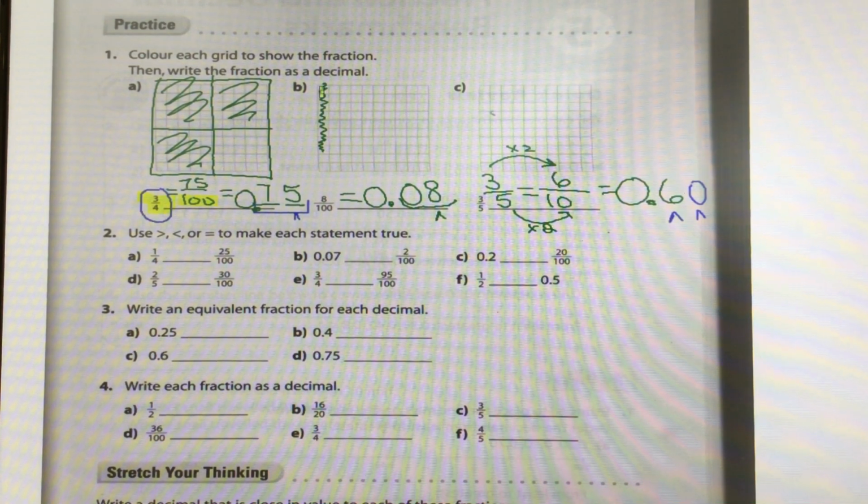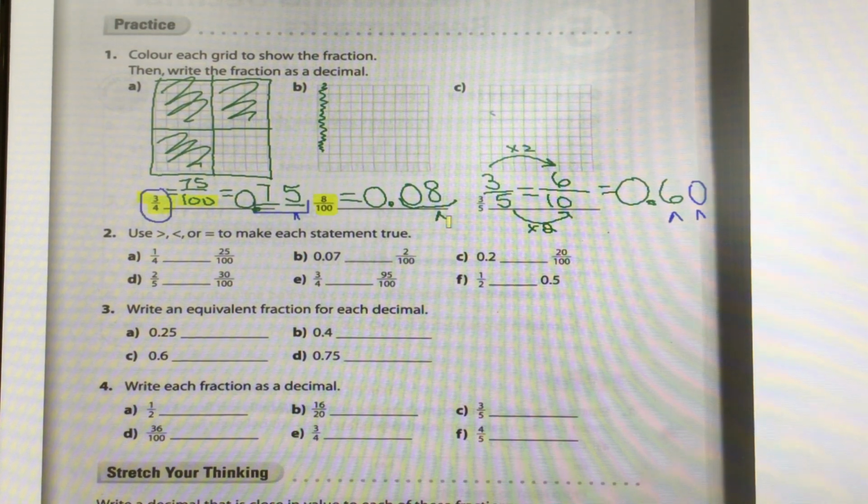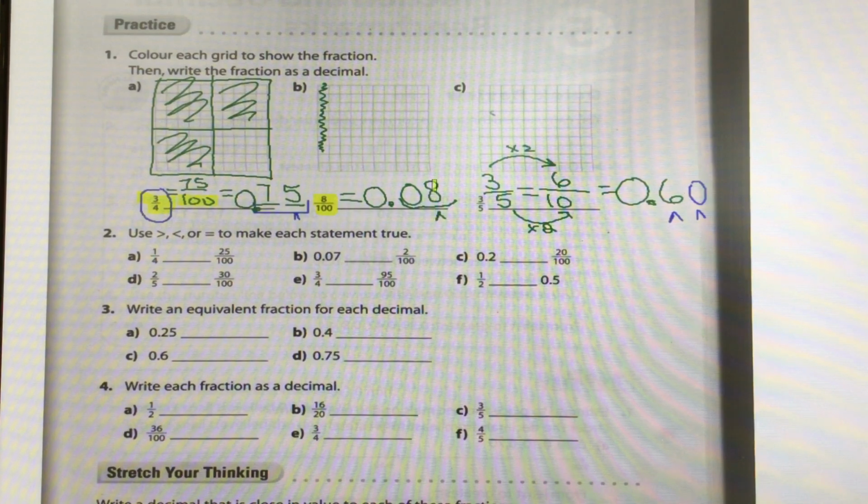Let's take a look at B. We start with 8 hundredths. So we shade in 8 out of the 100, and we know that we're looking at our hundredths column. Our hundredths column is that guy there. That's our tenths. That's our ones. We need our hundredths column. We have 8 hundredths, or 0.08.